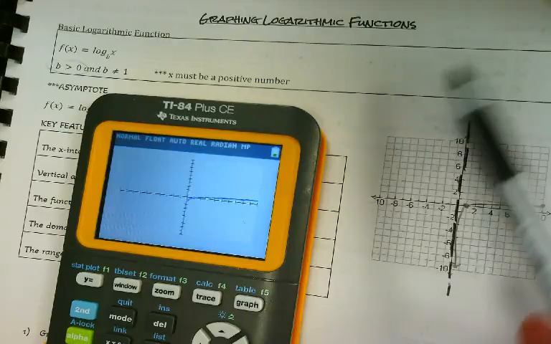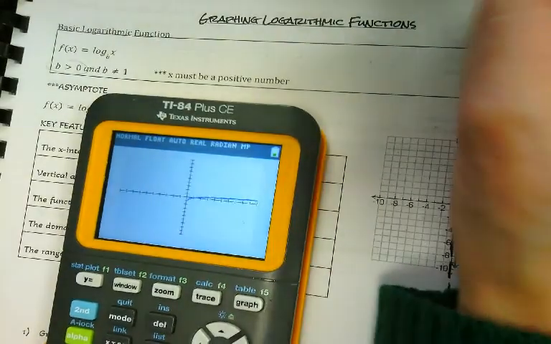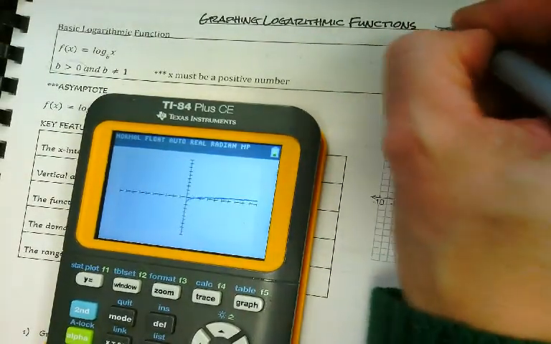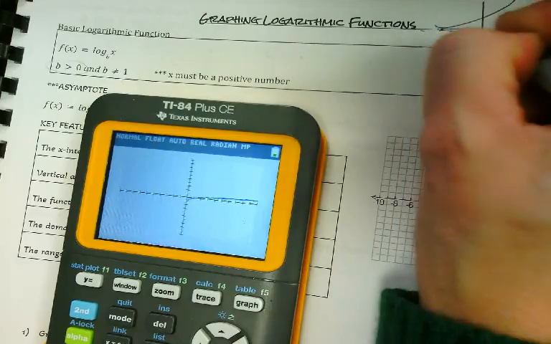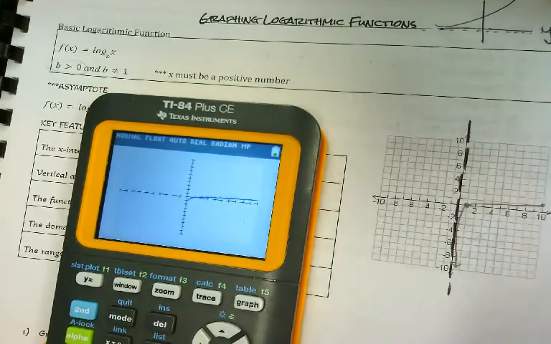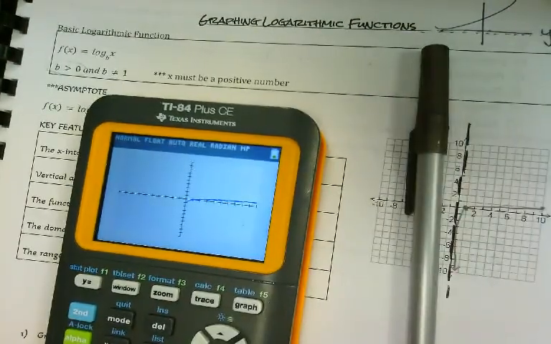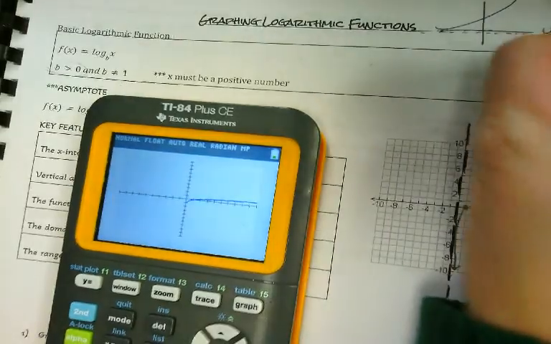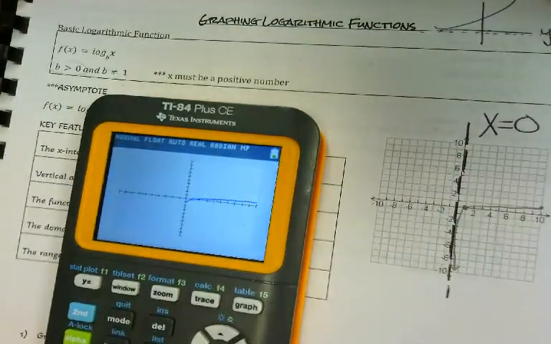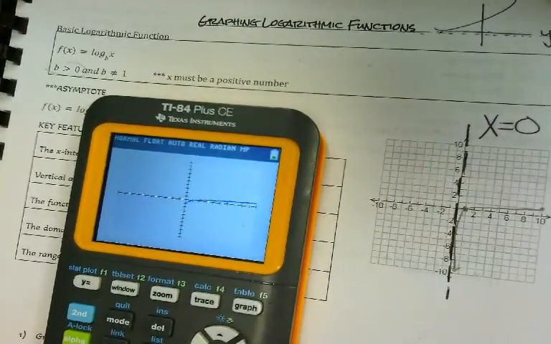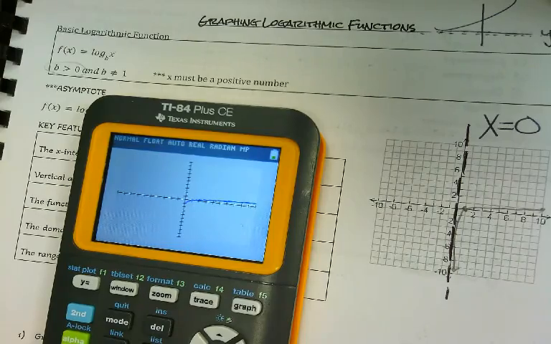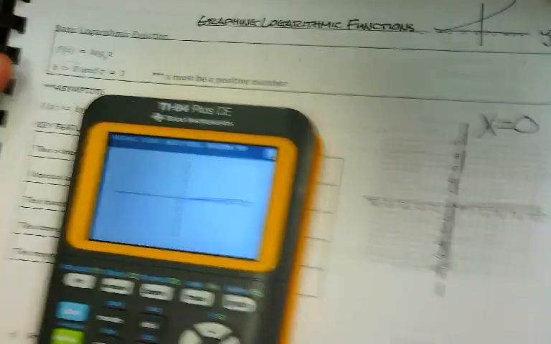Now we need the equation of this line. The exponential, I'm just going to review here, looked like this, and it had an asymptote here. What was the equation of that line? Okay, so this can't be y equals 0. Who is this? X equals 0. Vertical lines are x equals 0. Okay, so just like every exponential had an asymptote, every log has an asymptote.